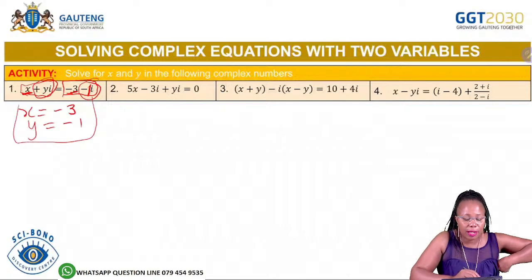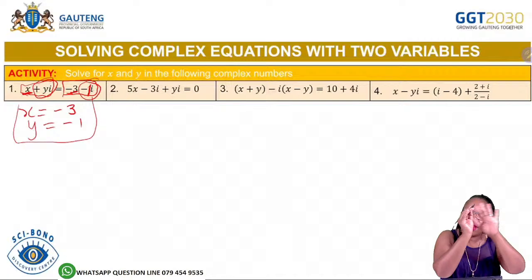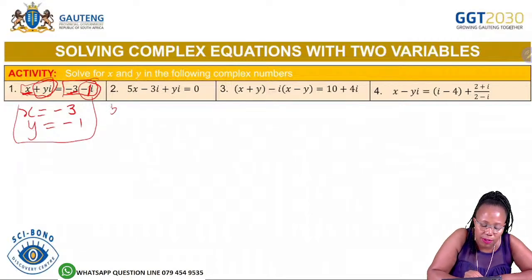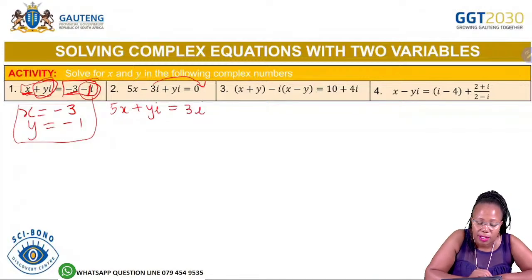And then let's look at number 2. Remember we said x and y must be on the same side to make your life easier. So, okay, we have 5x there, and then we have a yi. So we are going to transpose this minus 3i to this side, because what we need on the left you already have now. So this will be 3i. Can you see now we don't have a real part here? That means it's 0 plus here.